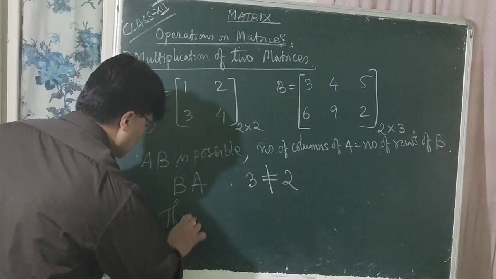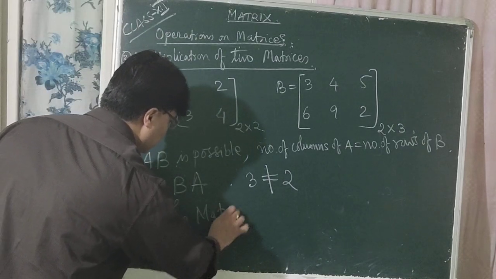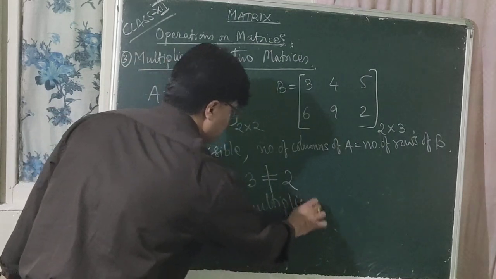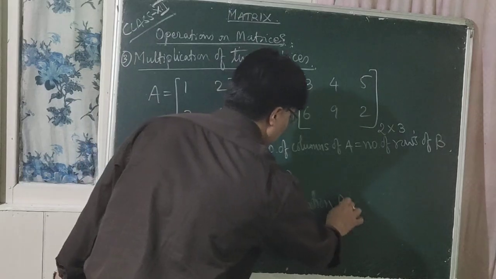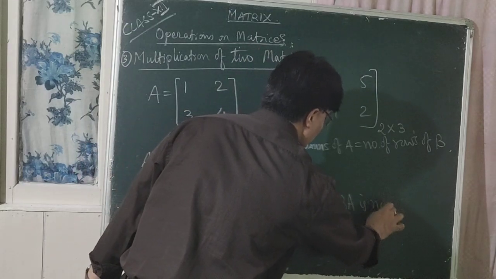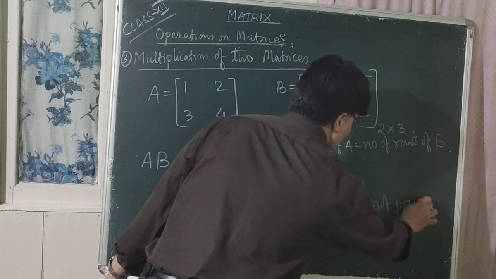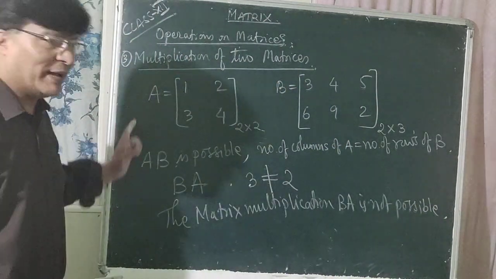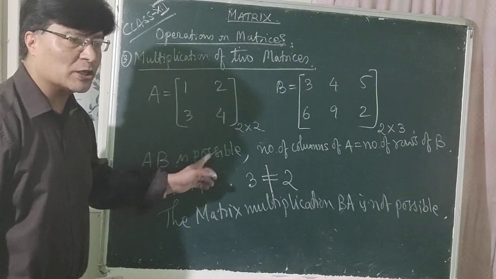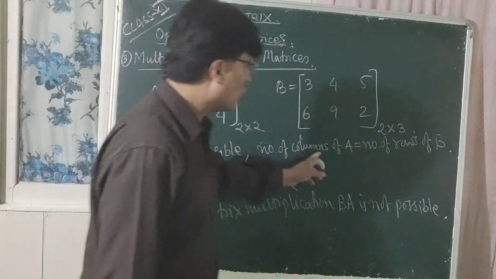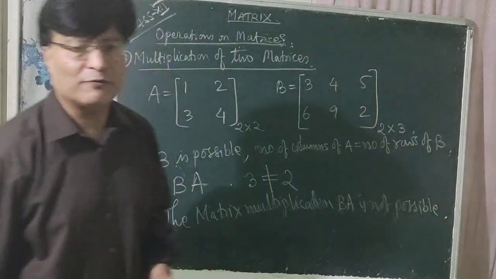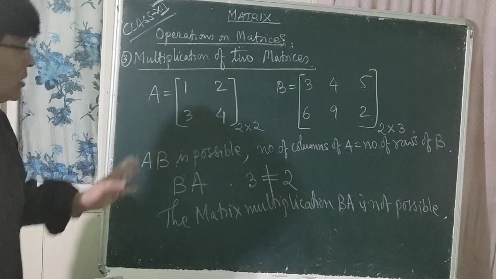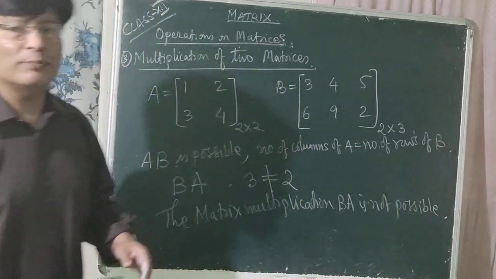That is, the matrix multiplication BA is not possible. Is that clear to all of you? The matrix multiplication AB is possible if the number of columns of the matrix A is equal to the number of rows of matrix B. Is it clear now? So this is the multiplication of two matrices.